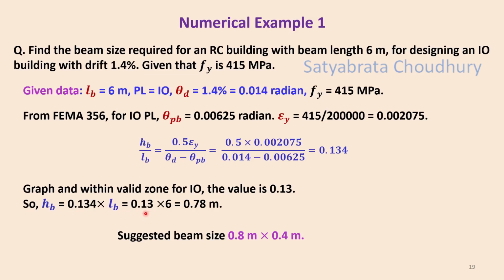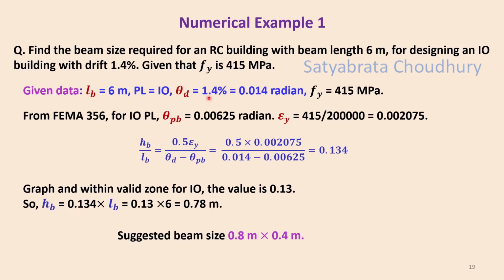It shouldn't be 134, it should be 0.13 into H, the length of the beam LB, so 0.78 meter. Now you round it, so rounding we shall do on the higher side, so it's 0.8 meter depth of the beam, and the width of the beam can be say 1/3 to 2/3, so we have taken 50% here, 0.4 meter. So this is the suggested beam size which will be giving you an IO building.